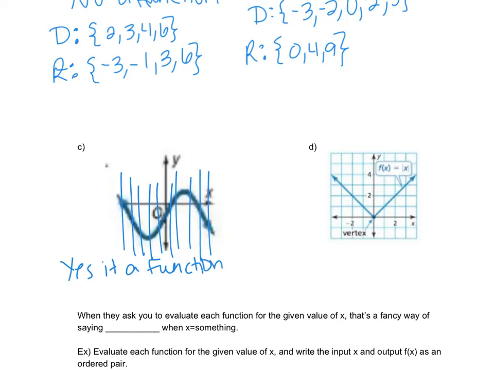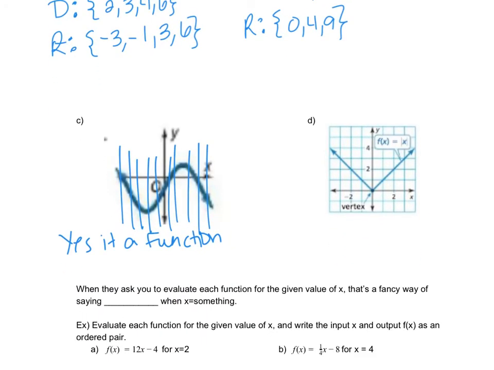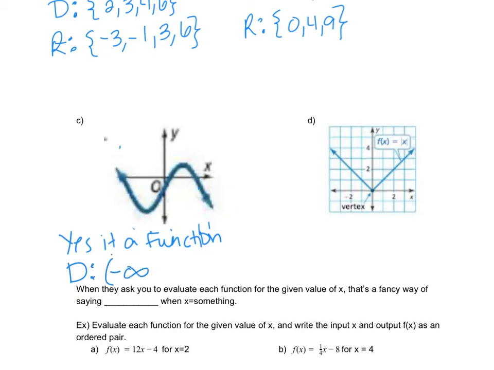Let's write this one in interval notation since it's continuous. And it's a graph, it's a continuous line. So the domain, well, what's the smallest x value on there? It looks to me like it goes to negative infinity. So the domain is going to be from negative infinity to infinity. And the range is also going to be, because it goes up forever and down to negative infinity forever, negative infinity to infinity.